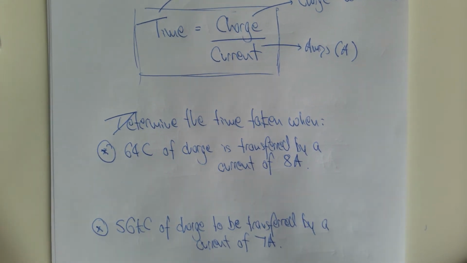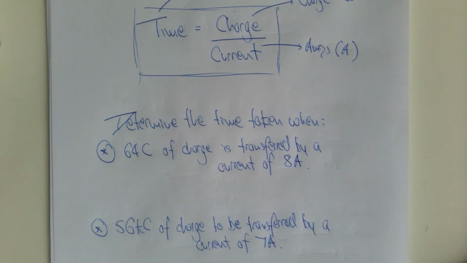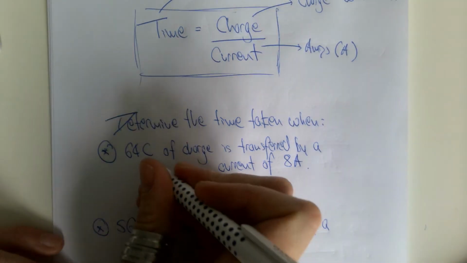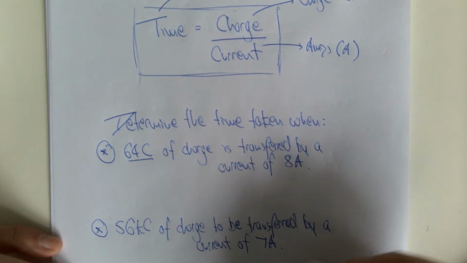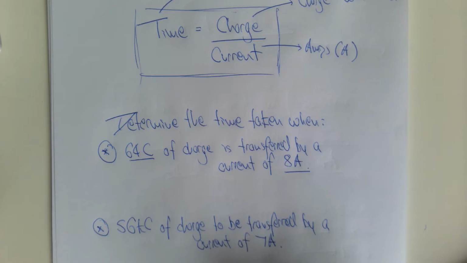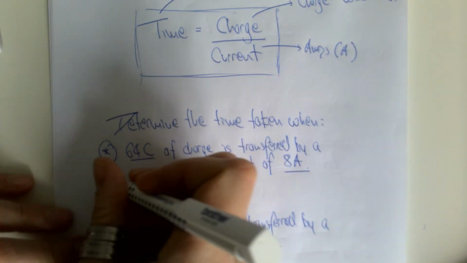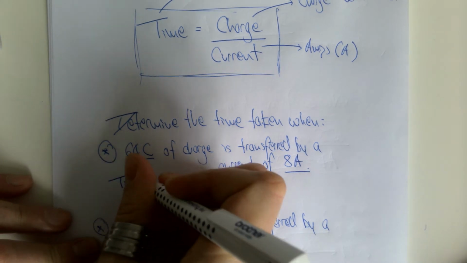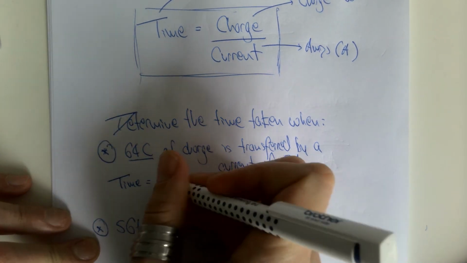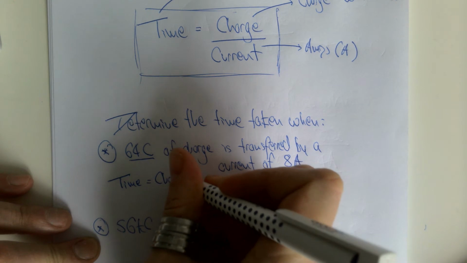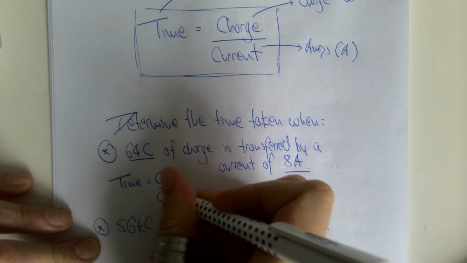So determine the time taken when 64 coulombs of charge is transferred by a current of 8 amps. We've got charge in coulombs, which is great. We've got current in amps, so we don't need to do any conversions. Simply, all we have to do is plug our values into the equation of charge divided by current.